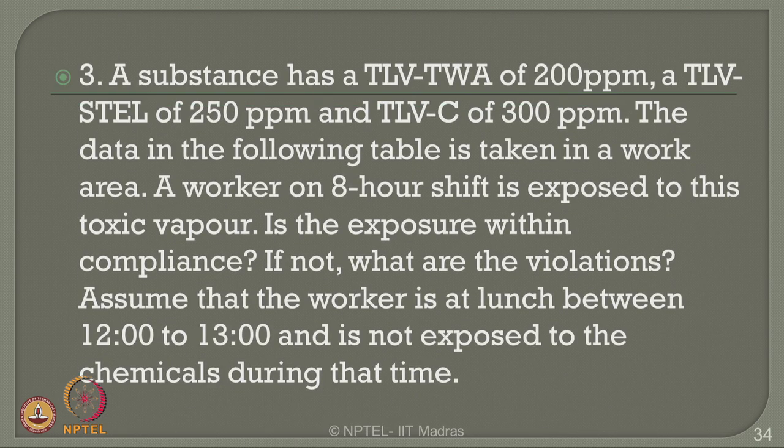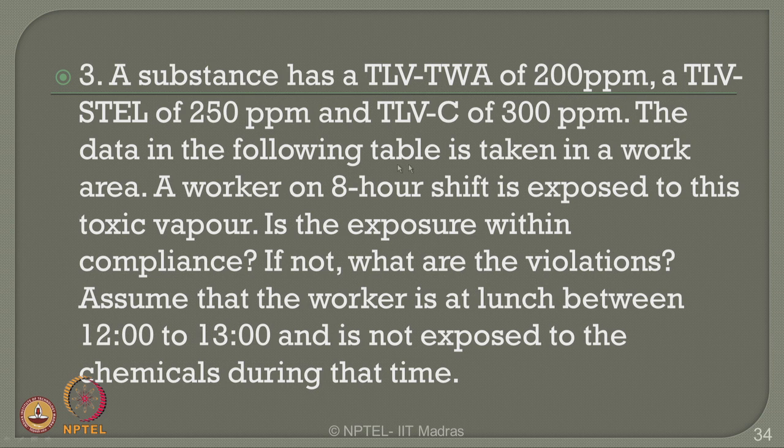Question number 3: a substance has a TLV-TWA, time weighted average, of about 200 parts per million, a TLV-STEL, that is short term exposure limit, of 250 ppm, and a TLV-C of 300 ppm. These are the characteristics, in terms of parts per million, of a specific substance or chemical.